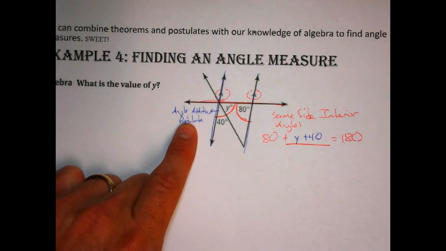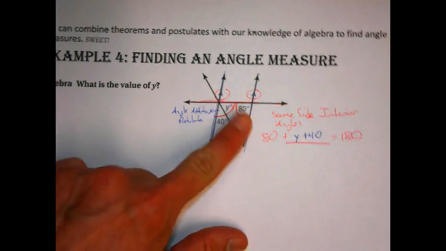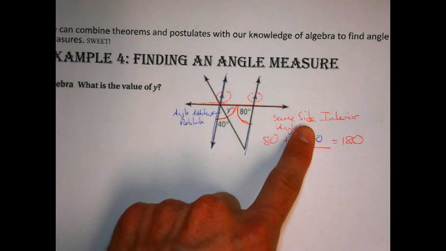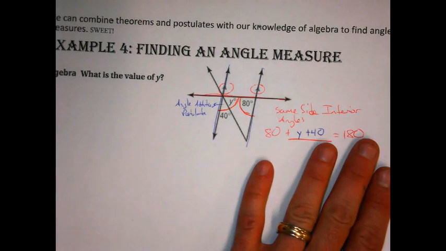If I add that to the 80, because they're same side interior angles and these are parallel, same side interior angles are supplementary. So now we can find the value of y.